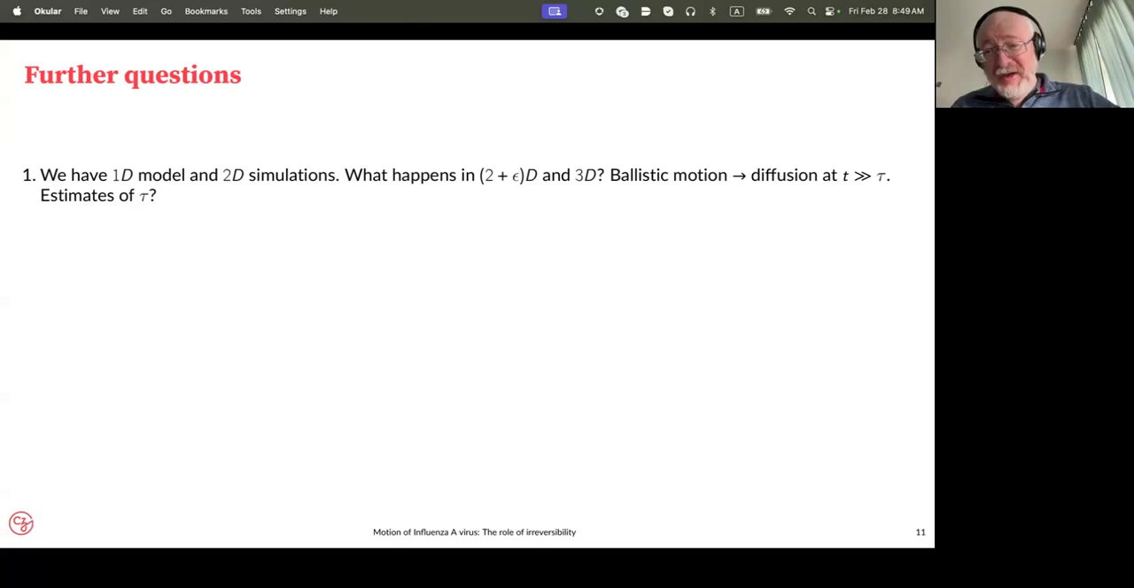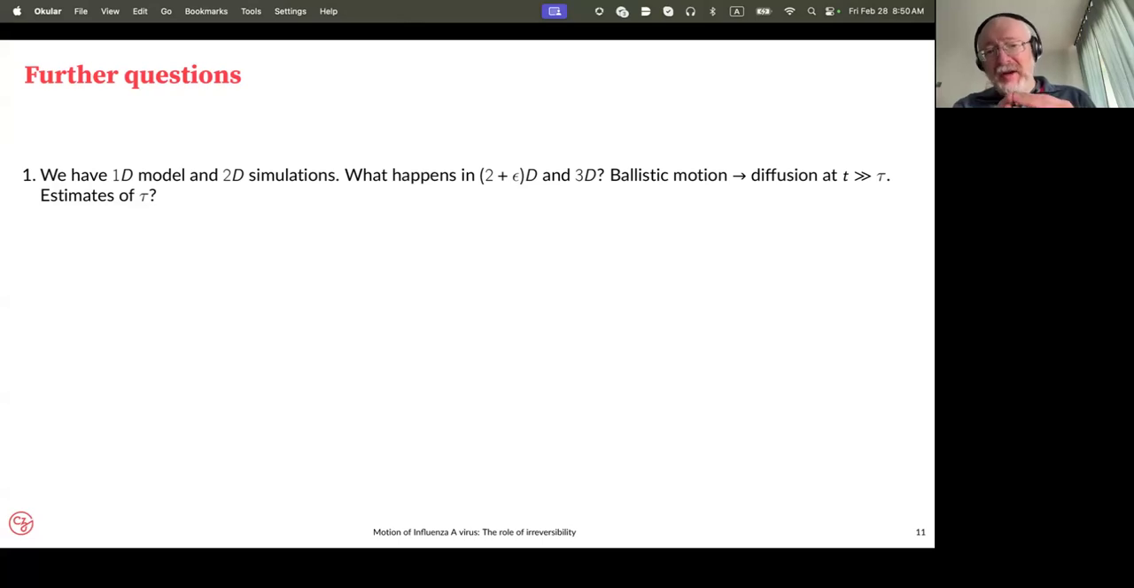And now the questions we have. The first question is technical, because we wanted to make a very simple model. We did a one-dimensional model. We had a lot of two-dimensional models.